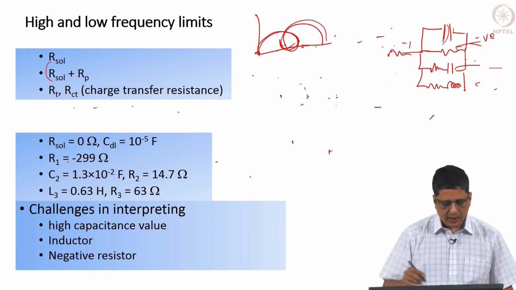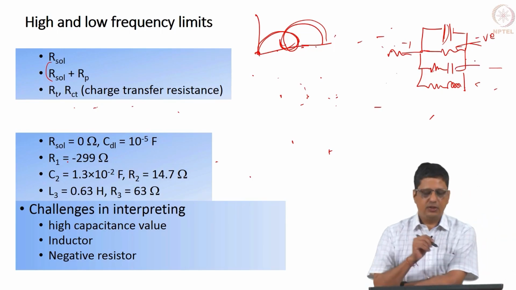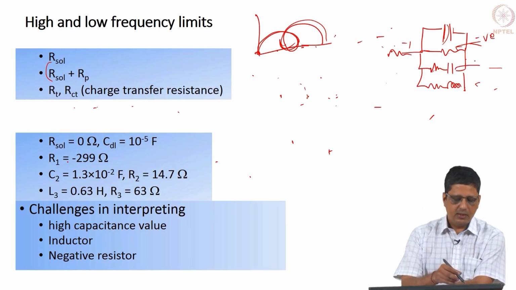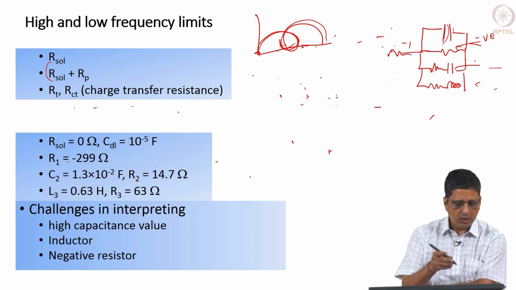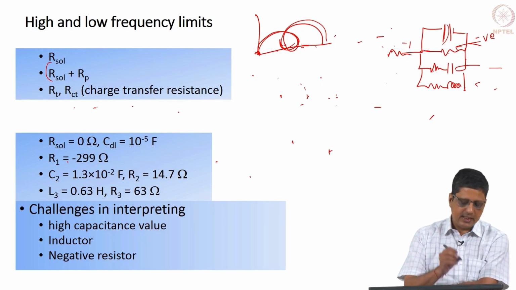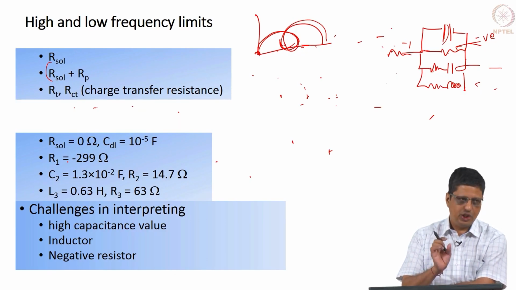This capacitance comes as 1.3 × 10^-2 farad, that is 13 millifarad. Resistance is okay, 15 ohms. You get the inductance as 0.63 Henry, which is actually a large inductance. Now, we can't really explain the high capacitance value here, it does not mean we can store a lot of energy here.